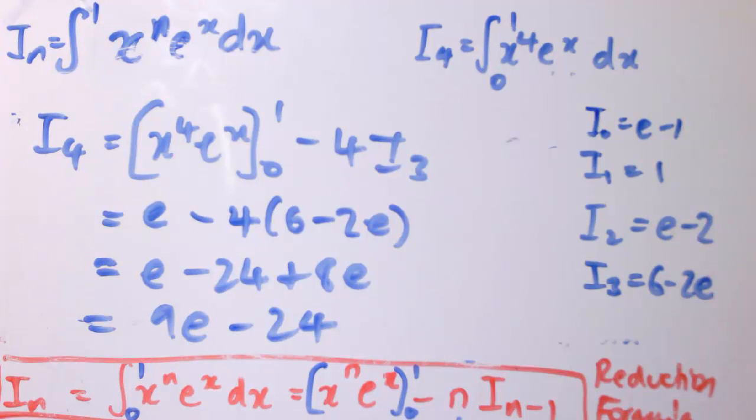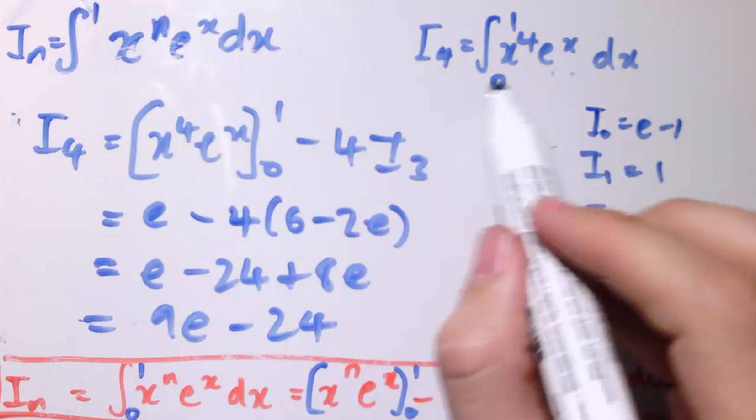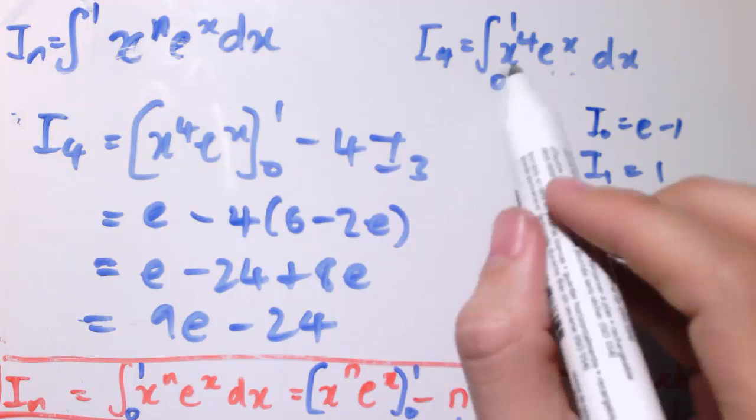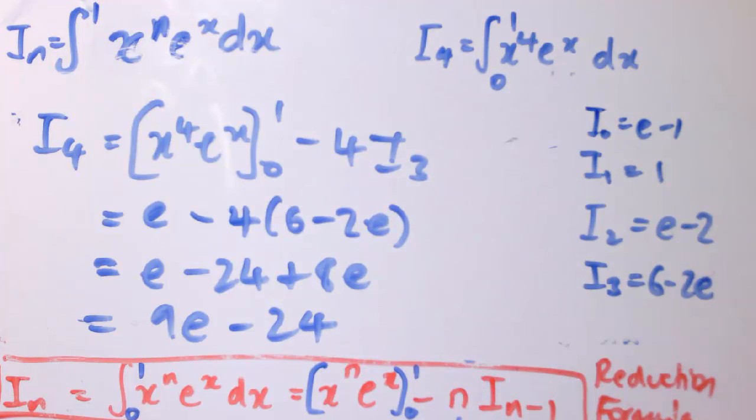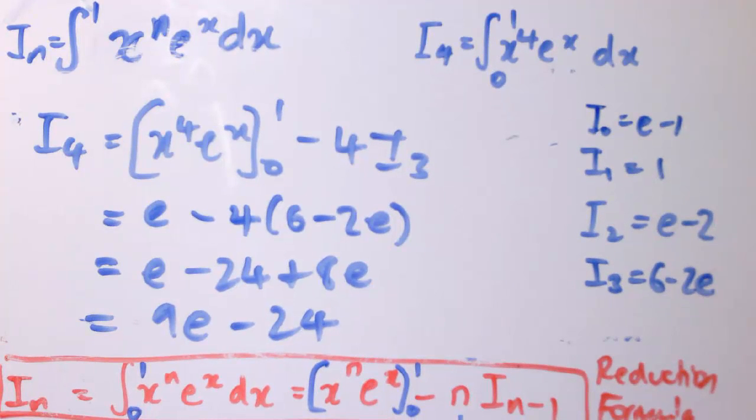Imagine how much algebra we would have had to do if we actually worked out the definite integral of x to the 4 e to the x and then substituted in 0 and 1 into that. This is a much quicker procedure. So reduction formulae really come into their own for these definite integrals, where the thing we're putting in here is not just an indefinite integral with algebra in it, but it's just a number essentially.